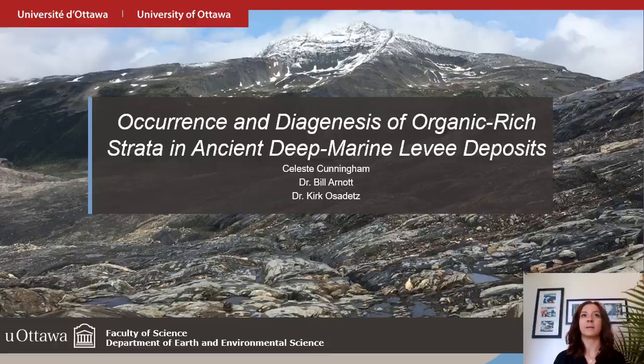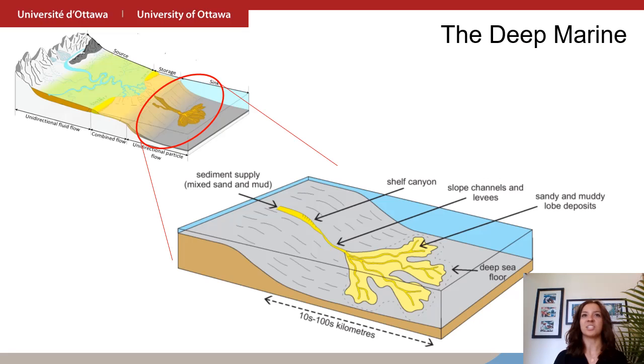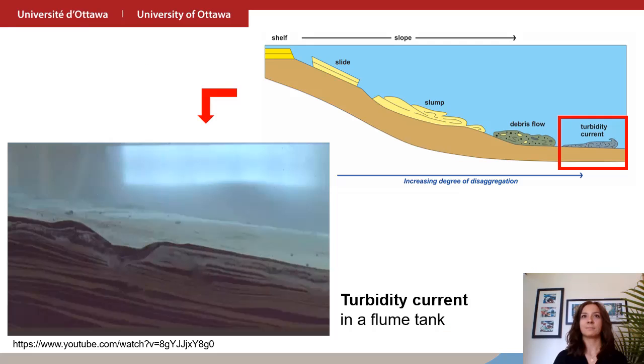Today, I'll be telling you about the occurrence and diagenesis of organic-rich strata in ancient deep marine levee deposits. Deep oceans are a unique geologic environment that hosts some of the most significant accumulations of sediment on the planet. Sediment is supplied to coastlines by the erosion of continental rocks in the hinterland, and by organic production along shallow shelves before being remobilized downslope into the basin by gravity-driven sediment flows.